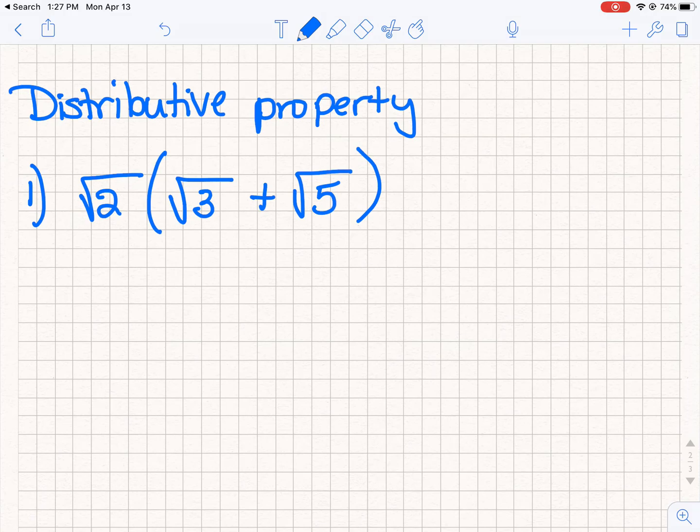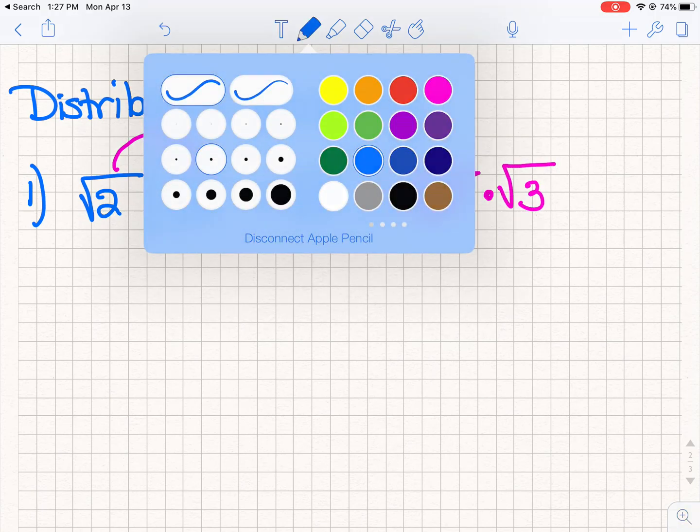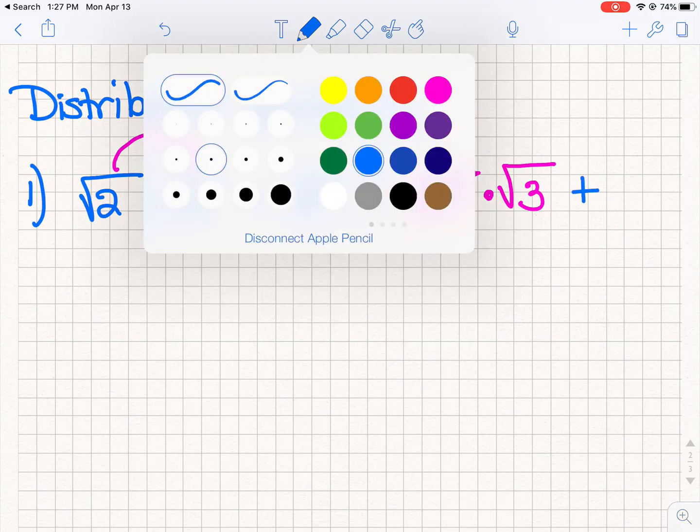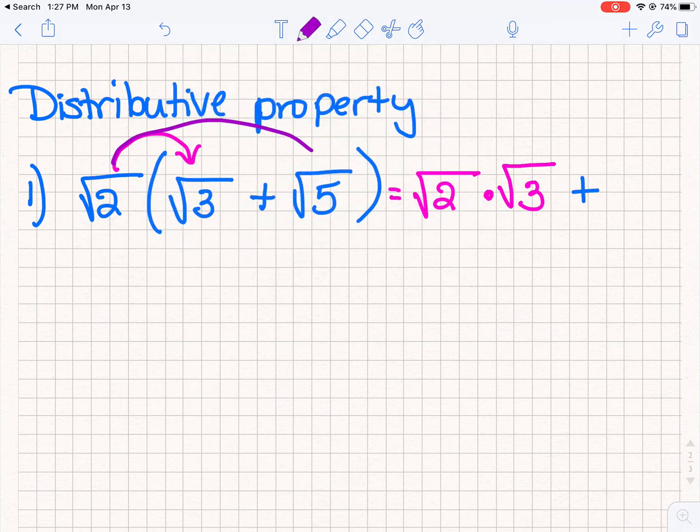Remember, those parentheses tell you whatever's on the outside has to be distributed to everything on the inside. Most of you know that, and when I see that mistake on your paper, it's just that you get going too fast and you forgot. So be careful with these, okay? So I'm going to do root 2 times root 3. And this first one, I'm going to write everything out. So root 2 times root 3. Then I'm going to add, and I'm going to multiply root 2 times root 5.